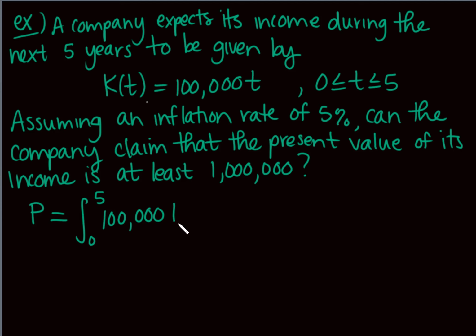So I'm going back to that formula we just had. I take that K of T, which is 100,000 T, times e to the negative rT. r is 0.05. Remember, in mathematics, anytime you use a percentage in an equation, you must write it as a decimal. So 0.05, and then of course I integrate from 0 to 5.